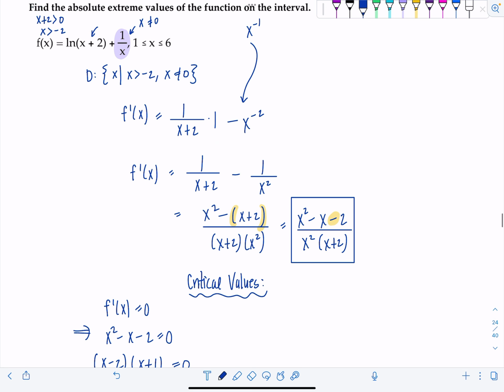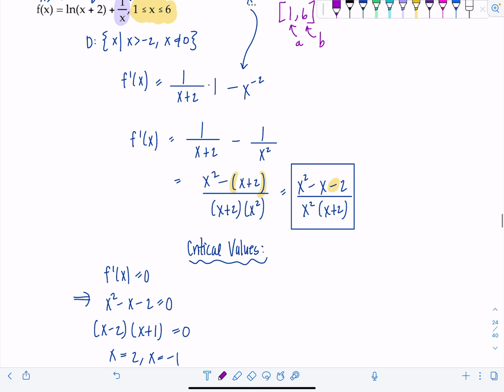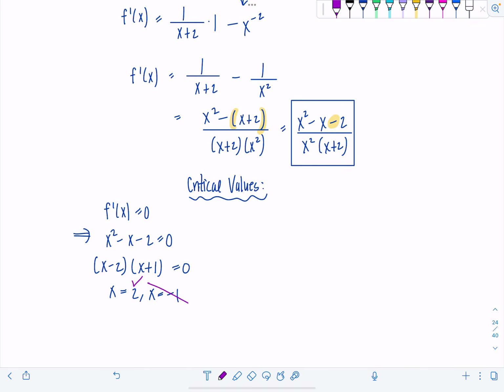But my interval is only from 1 to 6. That's A and B, like this. 1 to 6. That's A. That's B. 2 is okay. 2 is on the interval, but negative 1 is outside the interval, so we're not using that one. Other place you get critical values is where f prime of x does not exist.